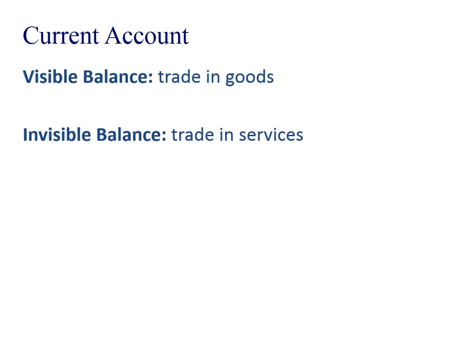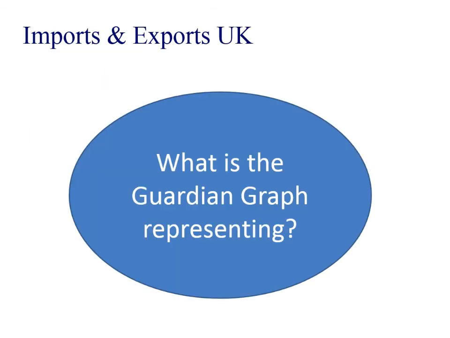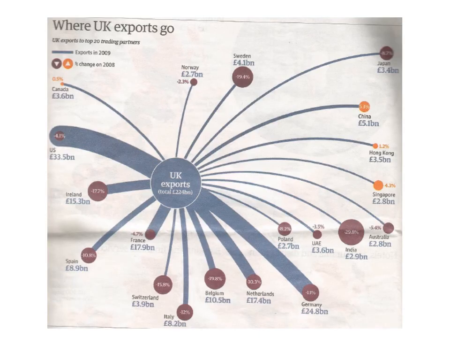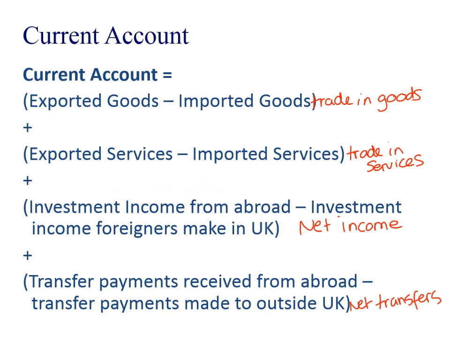Just a few more definitions for you. Visible balance is just the trading goods, and the invisible balance is the trading services. So those Guardian graphs that I showed you right at the beginning, this is the visible balance. It doesn't represent the whole of our current account, because firstly it's just showing what we import in terms of goods and what we export in terms of goods. So it doesn't include services, but it also doesn't include net investment income and net transfers either. So it only includes that top part. So we couldn't say it represents the current account.